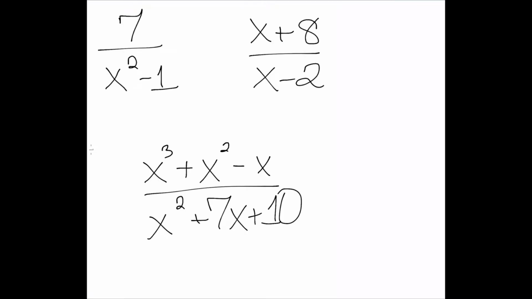I'll now introduce rational expressions. And a rational expression is just a fraction. In particular, it's a fraction that has a polynomial in both the numerator and denominator. Here are three examples of rational expressions: 7 over x squared minus 1, x plus 8 over x minus 2, and x cubed plus x squared minus x over x squared plus 7x plus 10.